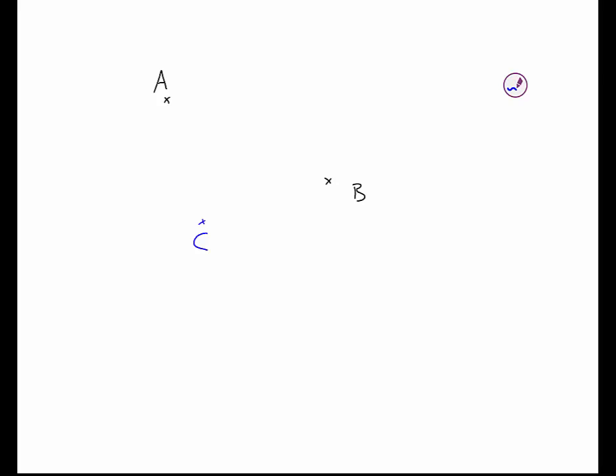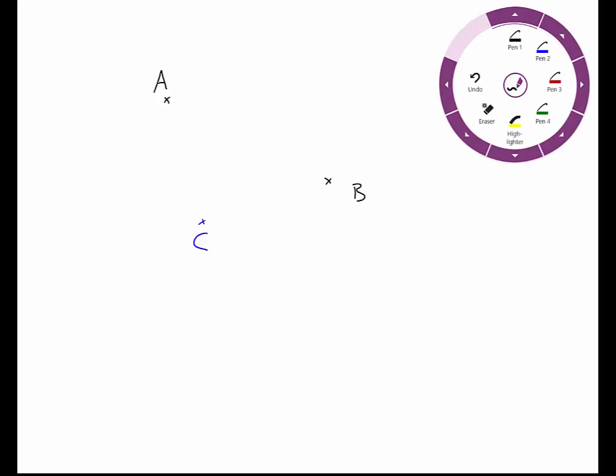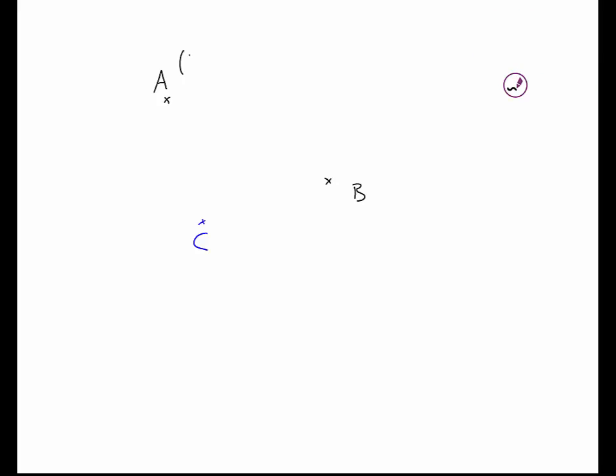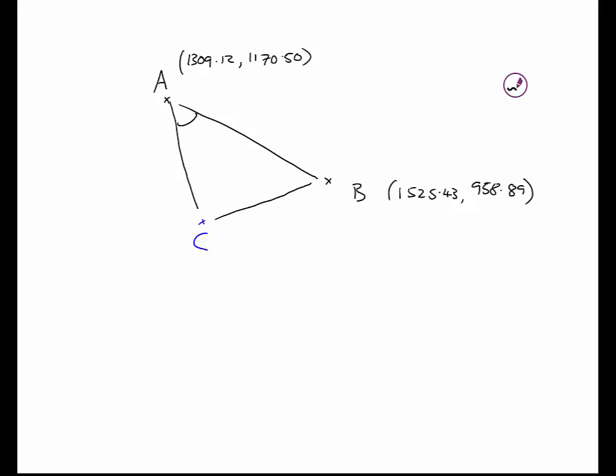Okay, let's go back to the black pen for A, and let's write those coordinates on. We've got 1309.12 and 1170.50, and the coordinates of B are 1525.43, 958.89. I've also got those angles, which I could draw on here. So the angles I've got here are CAB and ABC.